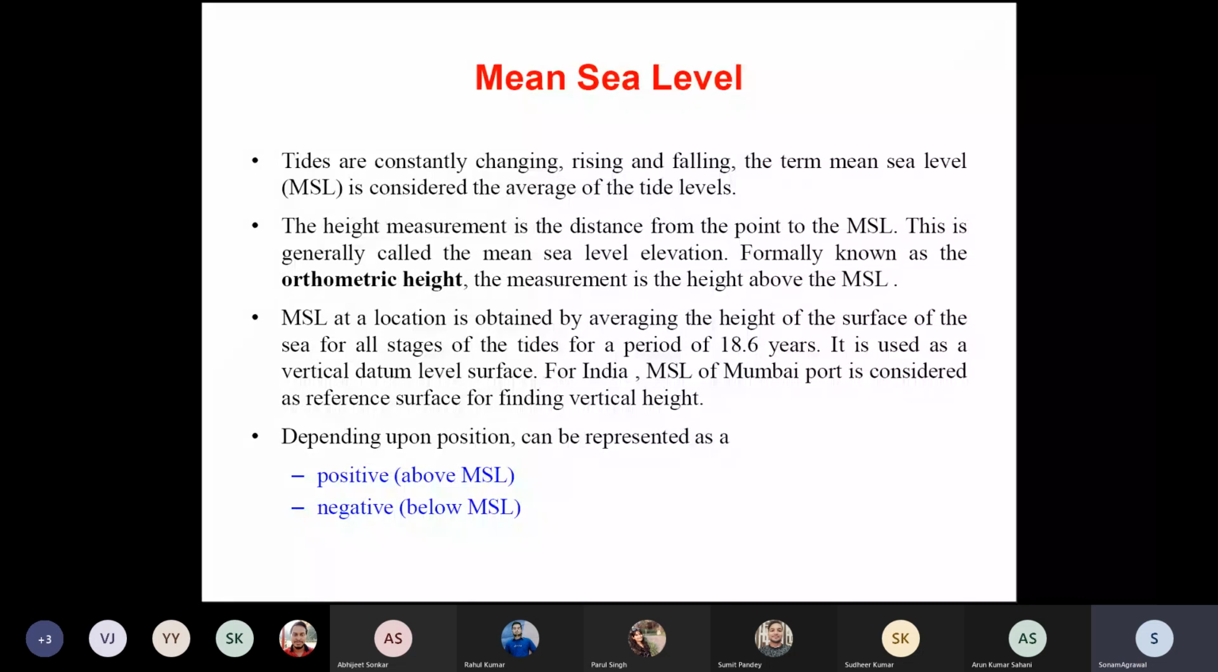The height which is measured from the mean sea level is called the orthometric height. Write down this term. Orthometric height is the height measured from the mean sea level, MSL.